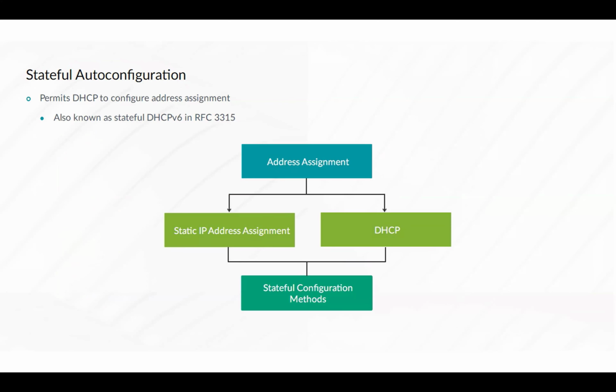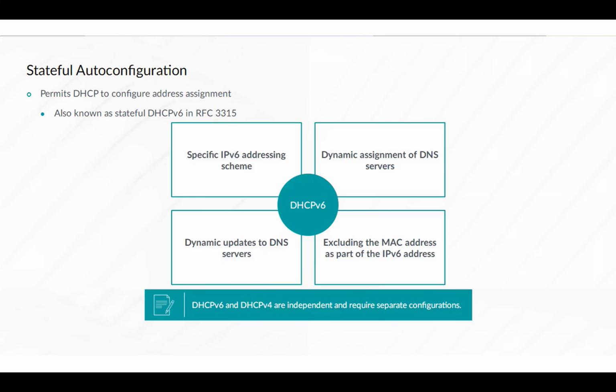And second is stateful auto configuration. IPv6 also permits DHCP address assignment, which is called stateful DHCPv6. Like IPv4, IPv6 also provides automatic IP configuration through DHCP. So this is the stateful auto configuration through DHCP.